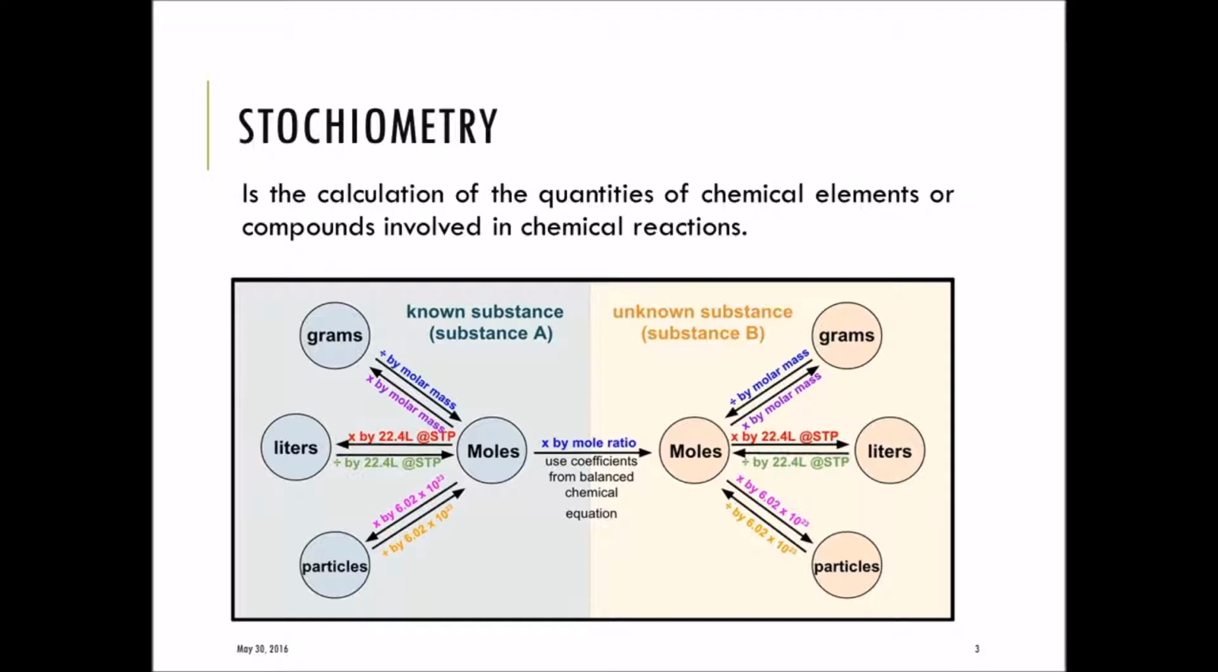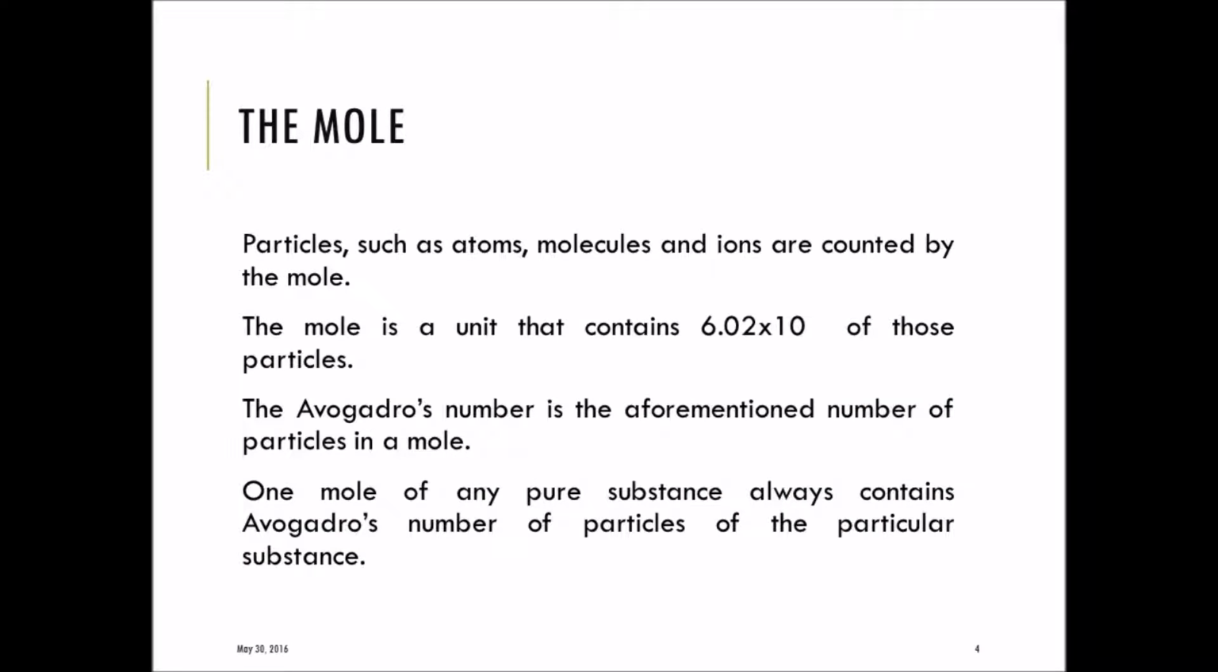So, what is stoichiometry? Stoichiometry is the calculation of the quantities of chemical elements or compounds involved in chemical reactions. You can calculate with stoichiometry how much product comes from the reactants or how much reactant comes from the product.